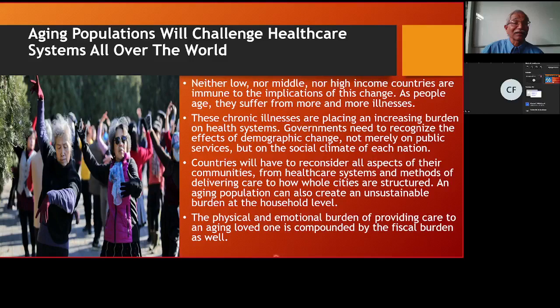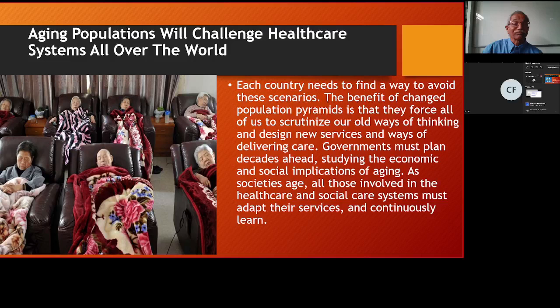So, with an aging population, neither low-, middle-, nor high-income countries are immune to the implications of these changes. As people age, they suffer from more and more illnesses. Being rich doesn't mean you have no illnesses. It is going to happen, and it will have a physical and emotional burden on providing care to the aging, compounded with the fiscal burden on the economy. That is where the aging population will change things. In Japan, there are so many old people that they have rooms for old people. They sleep there, like a children's creche, where they put the children to bed to sleep. These are the facilities they are now providing to older people.